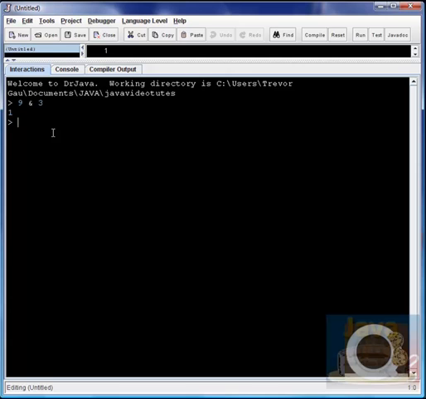So we have 9 OR 3. What do you think this will give me? See if you can figure it out yourself, or keep watching. I'm going to hit enter, and it gave me 11. So 9 OR 3 equals 11.